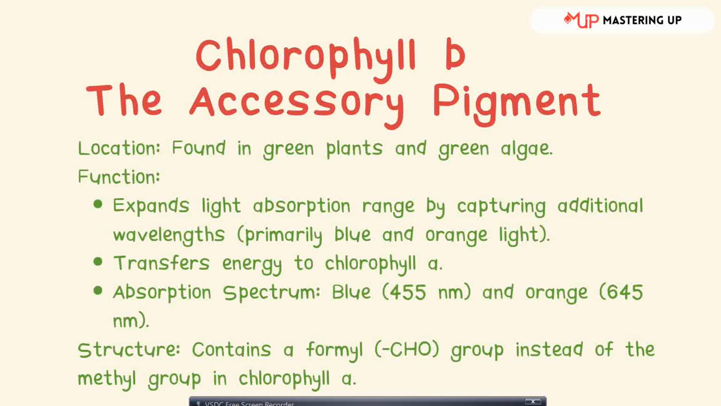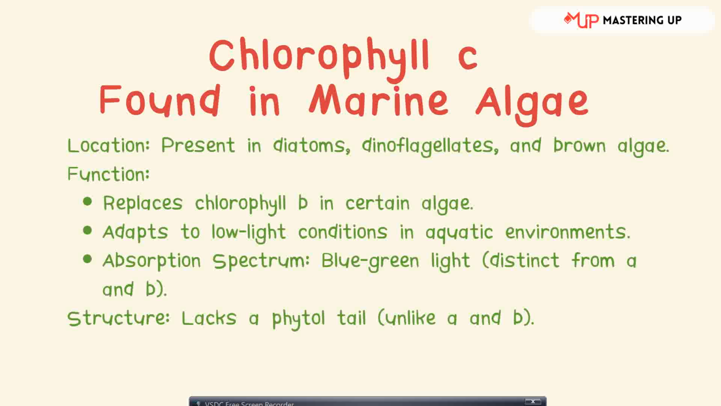Now structure. It contains a formyl group instead of a methyl group in chlorophyll A. So in chlorophyll A, we studied there is a methyl group, CH3 group, but in chlorophyll B, there is a formyl group, that is CHO group is present.